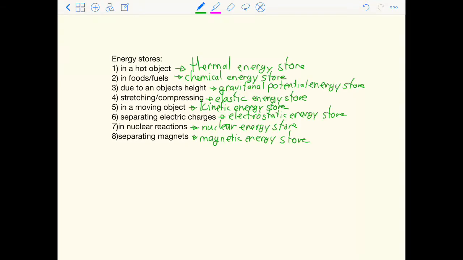Here are the correct answers for those energy stores. In a hot object, we have our thermal energy store. In foods or fuels is our chemical energy store. Due to an object's height is the gravitational potential energy store. Stretching or compressing is the elastic energy store. And a moving object is the kinetic energy store. Separating electric charges, so that's positive and negative charges, is the electrostatic energy store. Nuclear reactions is the nuclear energy store. And separating magnets is the magnetic energy store.